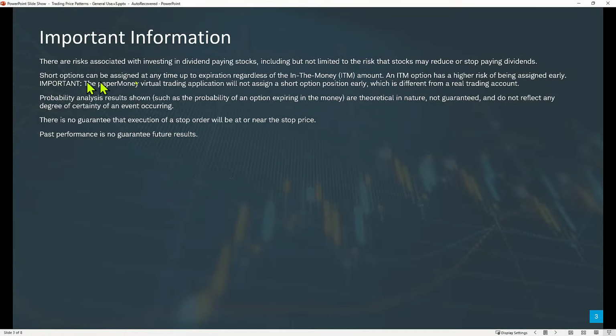Know that if we do something like selling a covered call or we do anything with a short option, those can be assigned at any time, regardless of how far they are in the money, but they'll never be assigned early in Paper Money. And we have one position that we might look at in that regard, where it's currently in the money, but it will never be called out in Paper Money.